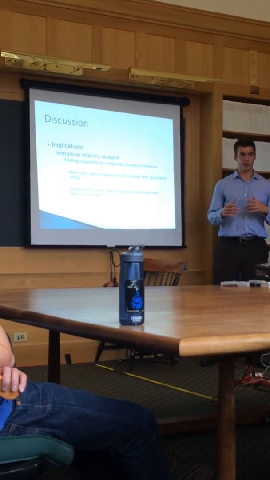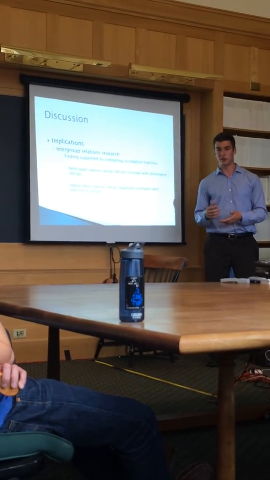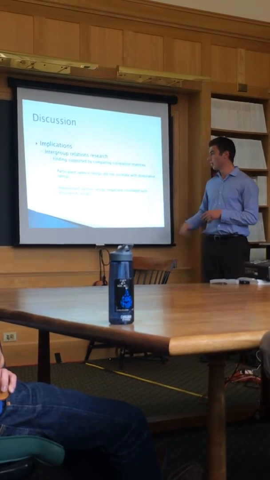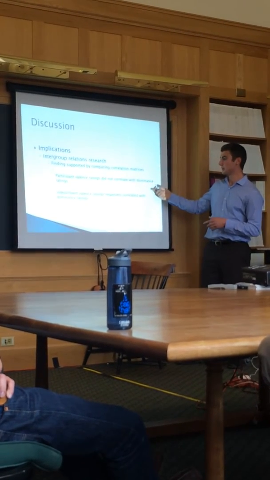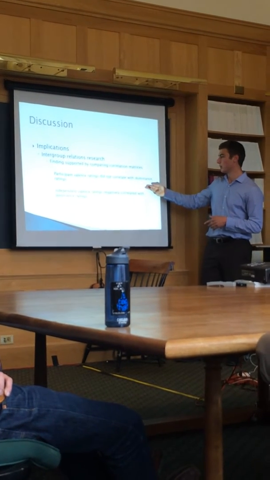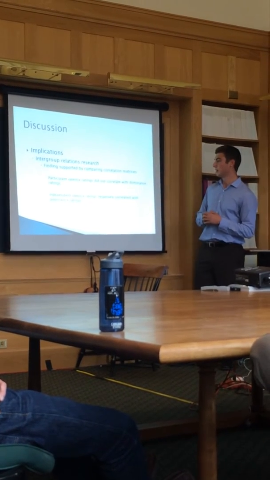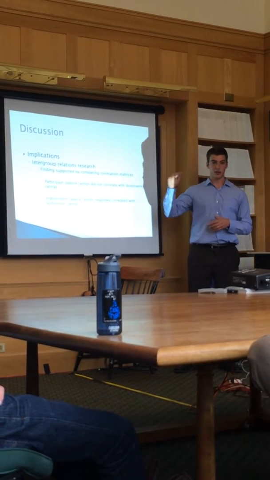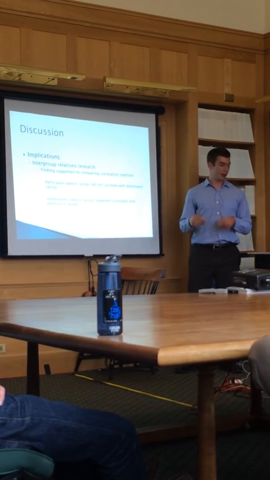It's an asset for my group, but if they're in an out-group, if they're my enemy, for example, their dominance is a threat and thus wouldn't be correlated with positive valence. And again, the correlation matrices back this up. Participant valence ratings didn't correlate with dominance, but independent valence ratings negatively correlated with dominance ratings, such that strangers saw dominance as less of a positive quality.